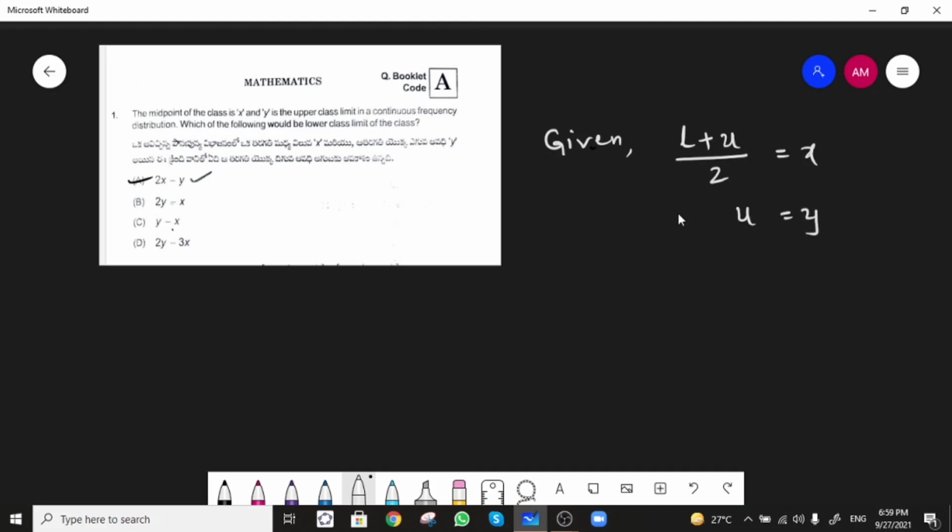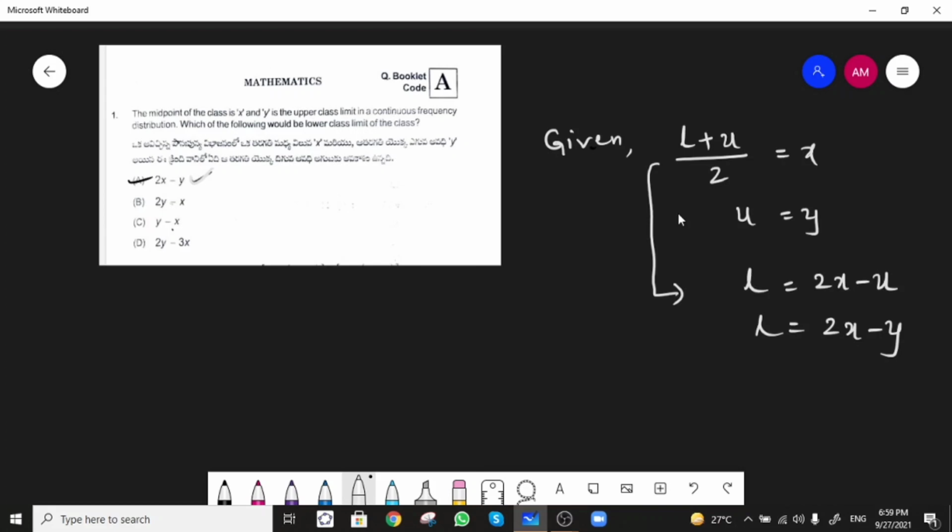Now, what we have to do? We have to find the lower class limit in terms of x and y. So, from the first one, what is L? L is equal to 2x minus u. But u is y. So, what is L? L is equal to 2x minus y. So, the answer is A, option A.